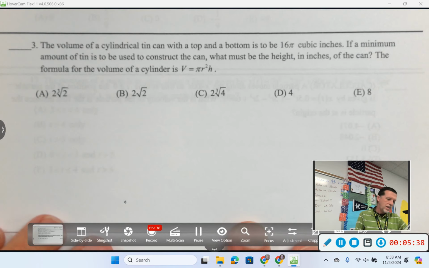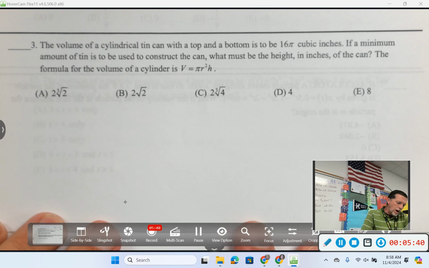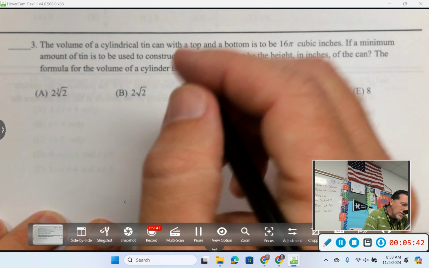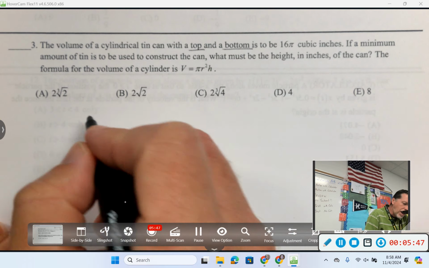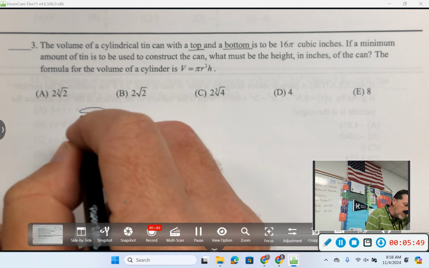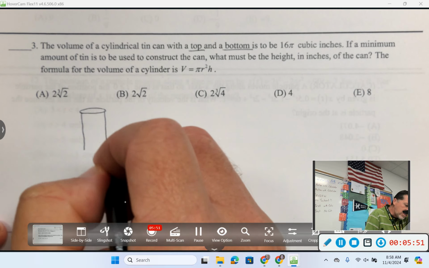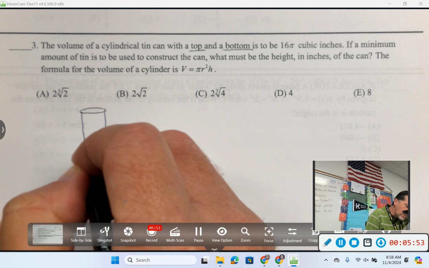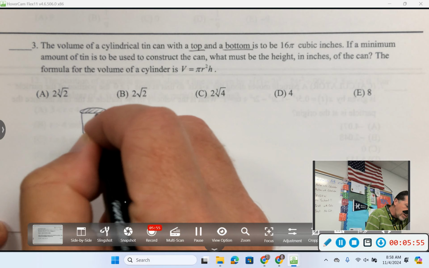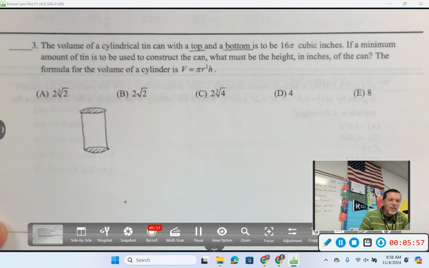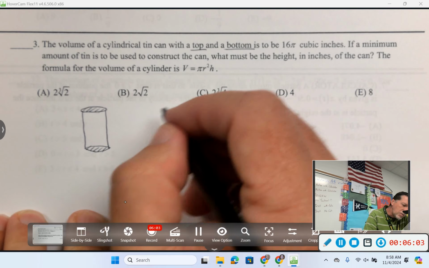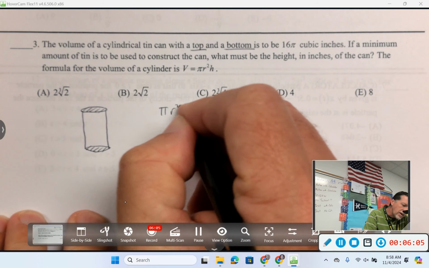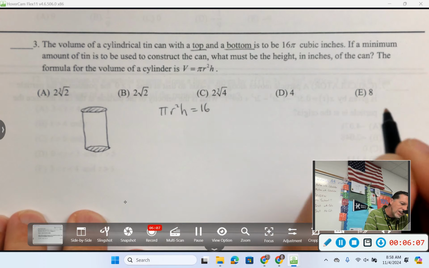Number 3. The volume, optimization. The volume of a cylindrical tin can with a top and a bottom. Okay, most of the time we've been doing open top stuff. So how's that going to change things? Yeah, there'll be 2 pi r squared somewhere. So the volume is 16 pi. So pi r squared h equals 16.